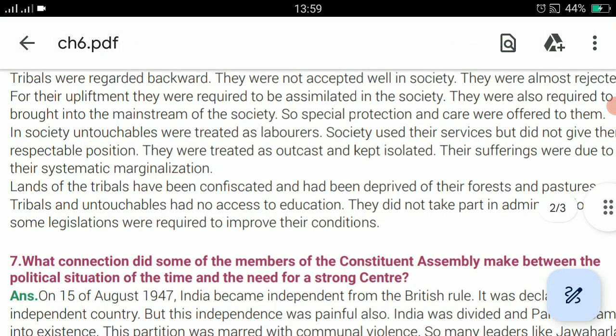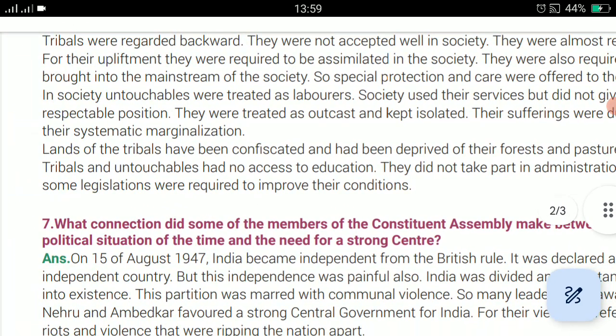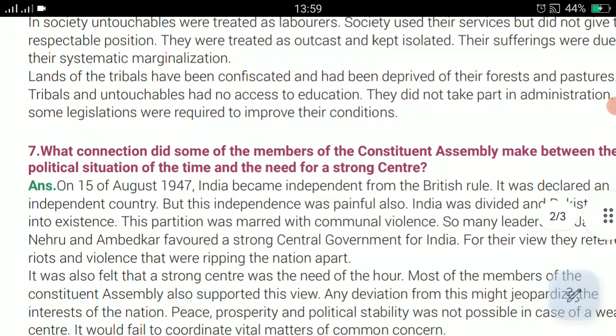This marginalization was not natural; it was systematic, done by the upper caste people. The land of the tribals had been confiscated, and they had been deprived of the forests and pastures. Tribals and untouchables had no access to education at that time. They did not take part in the administration, so some legislation was required to improve their conditions.